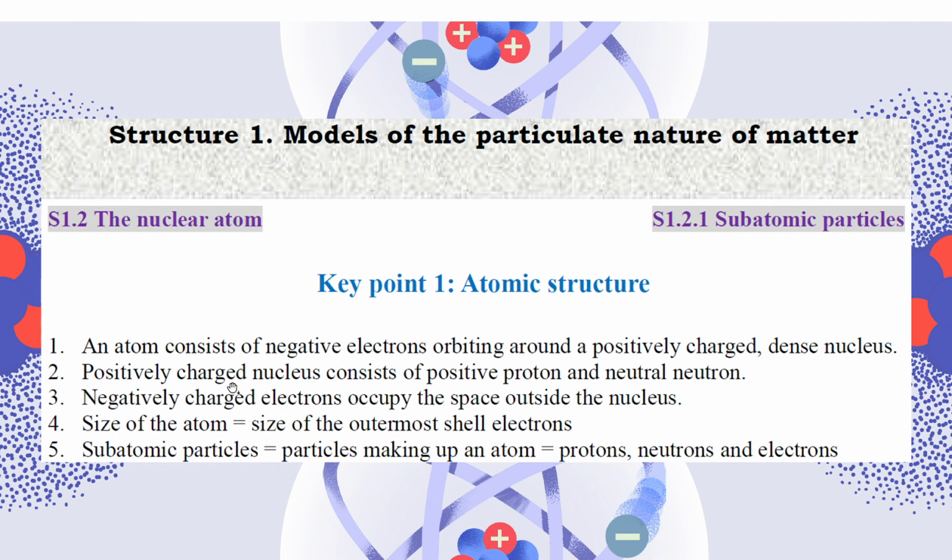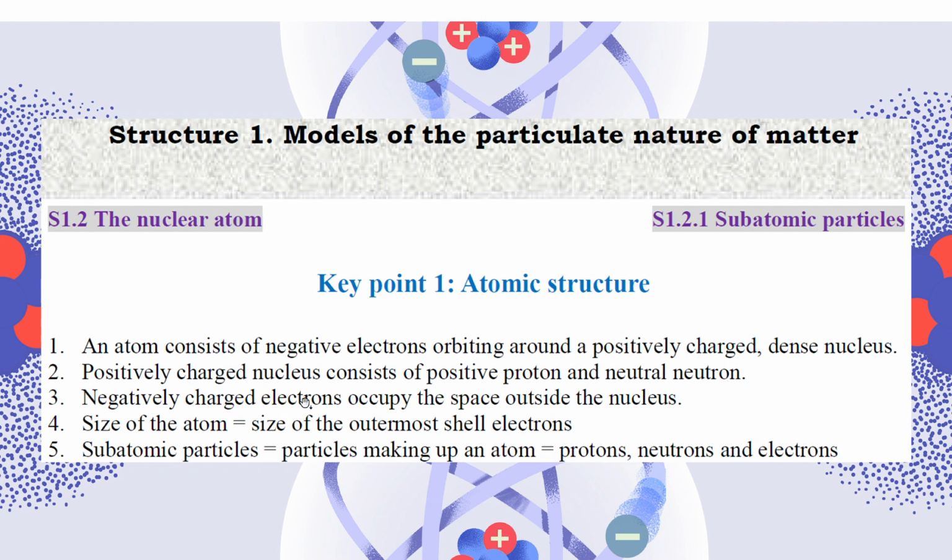The positively charged nucleus has two parts. One is the positive proton, which we found very early, and the other is the neutral neutron. It's neutral, so hard to discover, but when we tried to find the mass of the nucleus, we found that the protons don't account for all the mass of the nucleus, so we thought there must be something inside the nucleus that has no charge. Later on we found out it is the neutral neutron.